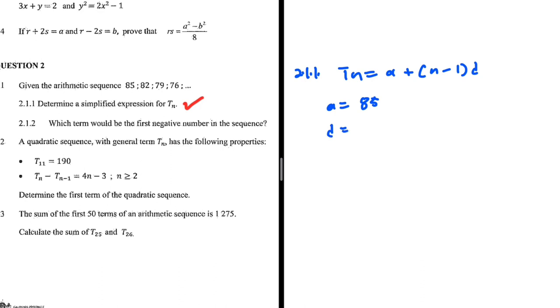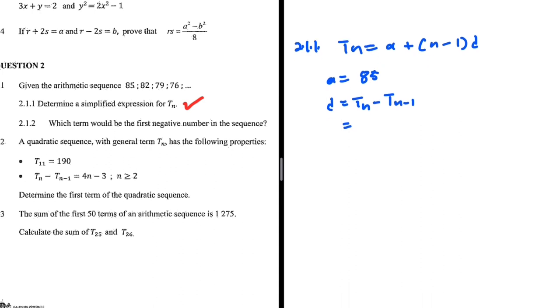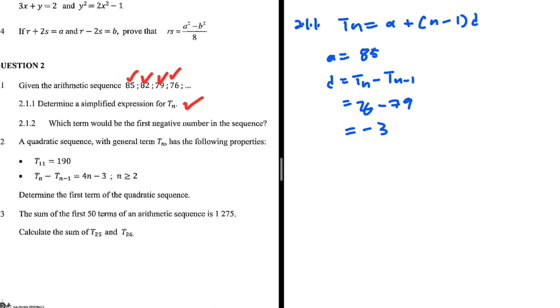We can find d by saying tn minus tn minus 1, the difference between two consecutive terms. So we can say 76. 76 is t4. 1, 2, 3, 4. So we can say 76 minus 79. This is equal to minus 3. Right, the difference between two consecutive terms. So Tn will be equal to a. A is 85 plus n minus 1 multiplied by d. What is d? D is minus 3.